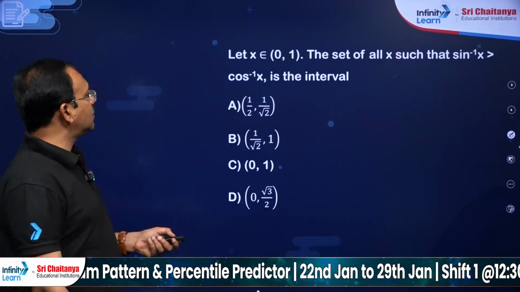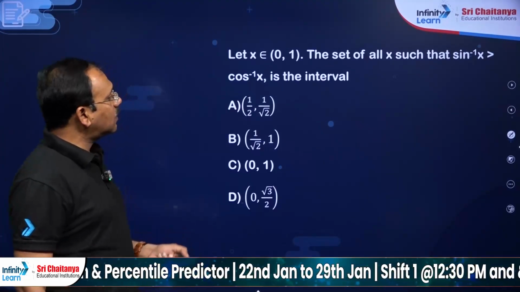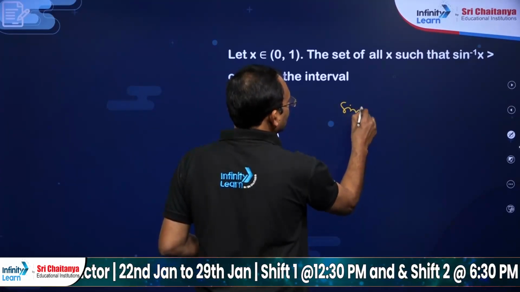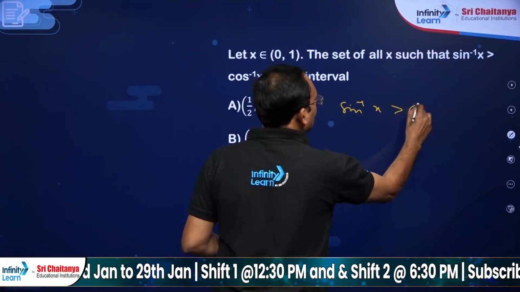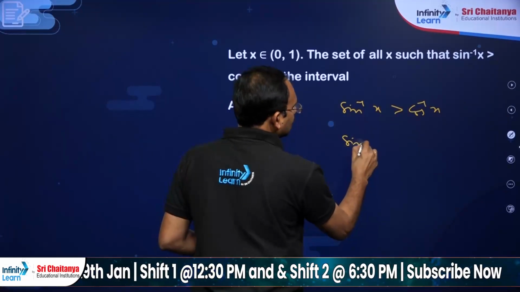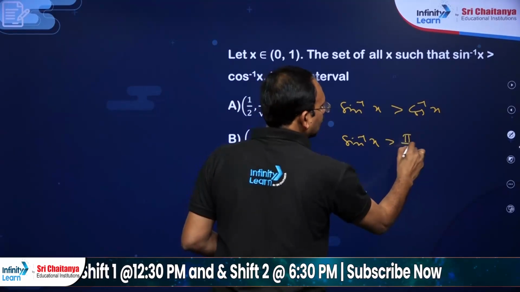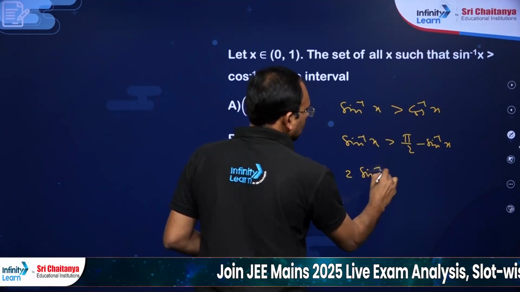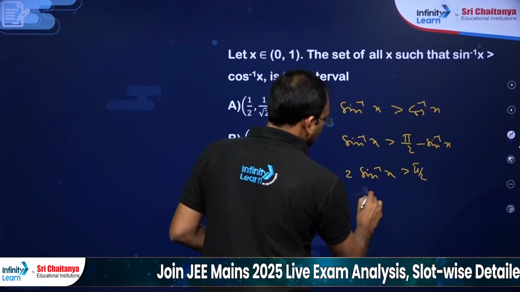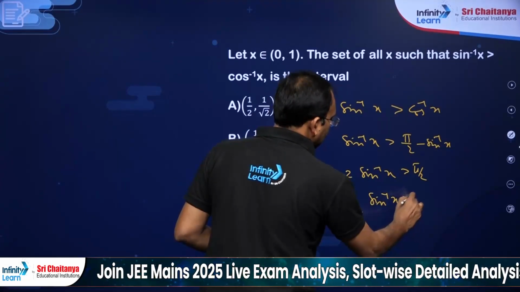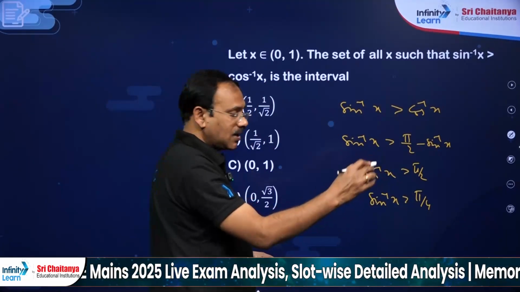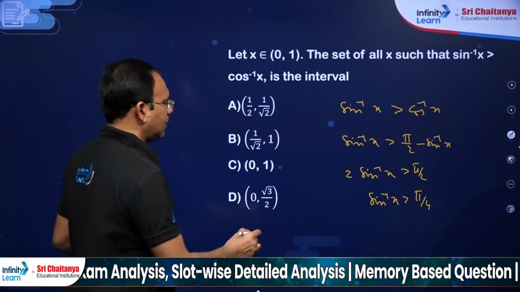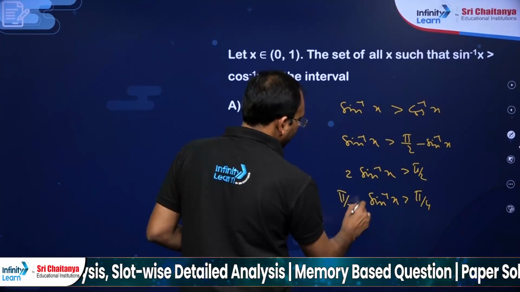In the same way you see this: x belongs to 0 to 1, the set of all x such that sin inverse x greater than cos inverse x. You can solve it by graphs, or write cos inverse x as pi by 2 minus sin inverse x. So 2 sin inverse x is greater than pi by 2. So sin inverse x is greater than pi by 4. Sin is an increasing function, and the maximum is pi by 2, right.